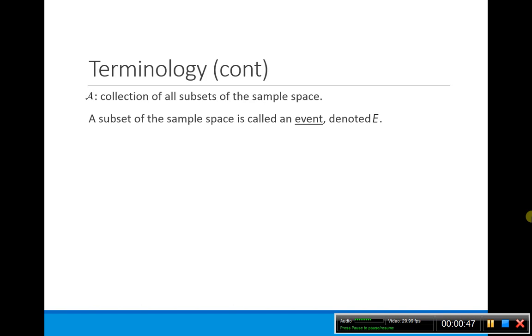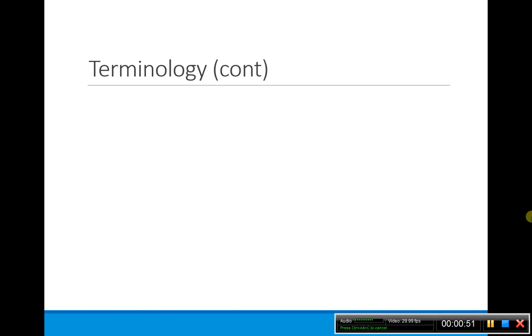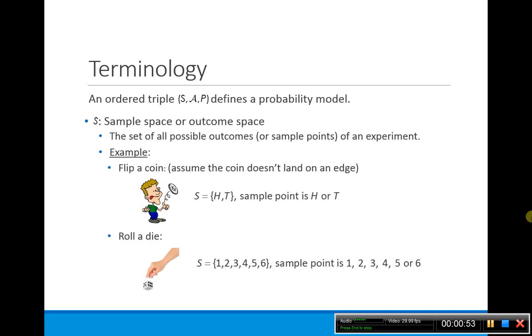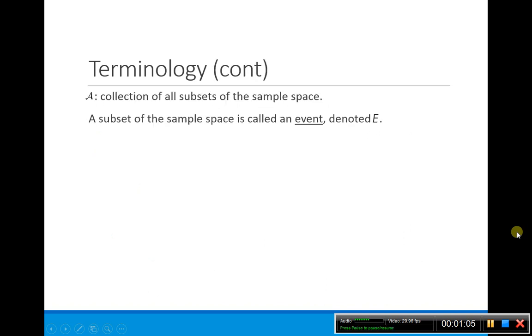Script A is the collection of all subsets of the sample space. So remember previously we had S as 1 through 6 and S as {H, T}. So this is our sample space, and script A is just all subsets of these. A subset is called an event, which is denoted by E.